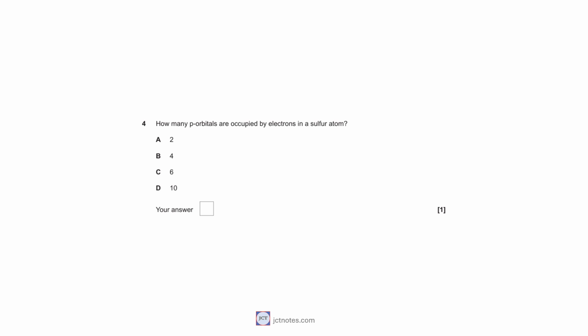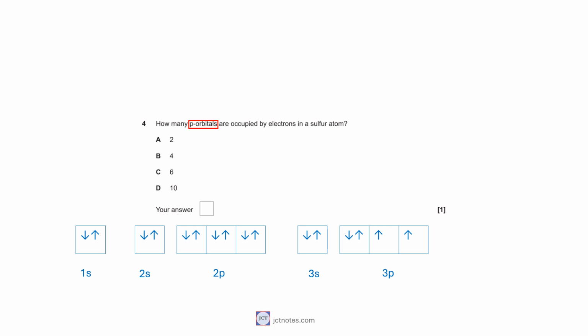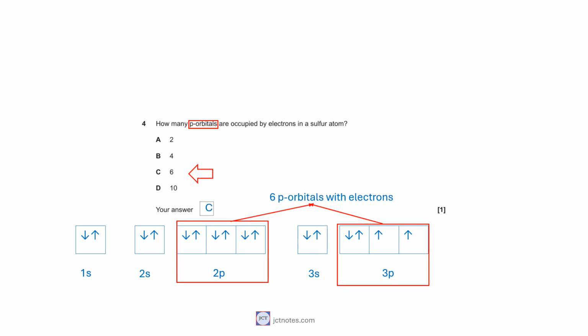In question 4, we are asked the number of p orbitals occupied by electrons in sulfur atoms: 2, 4, 6, or 10. The sulfur has the orbitals 1s, 2s, 2p, and 3s fully occupied. There are 4 electrons to fill 3 orbitals 3p. As the electrons occupy any free orbital before they pair, 2 orbitals will have 1 electron and the third orbital will have 2, instead of having 2 orbitals with 2 electrons each. Counting the number of p orbitals with electrons, we have 6, consequently the answer is C.